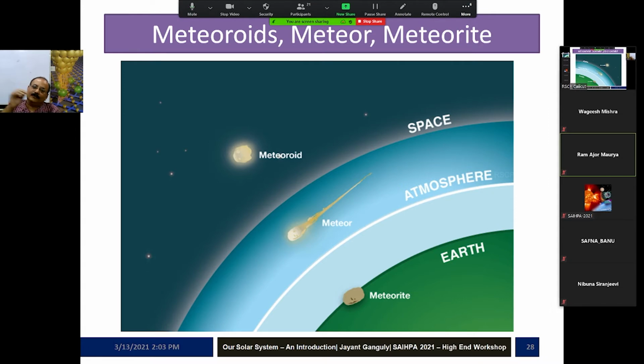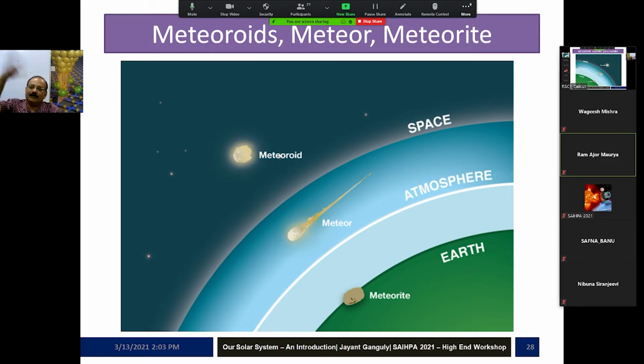Now, as comets move along a path, they leave a lot of dust particles along that path. If some of these paths are crossed by the Earth, that is, there are crossing points, and the Earth goes through this path, it draws these particles in through its gravity.